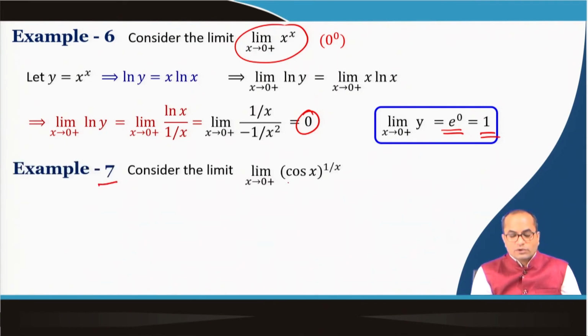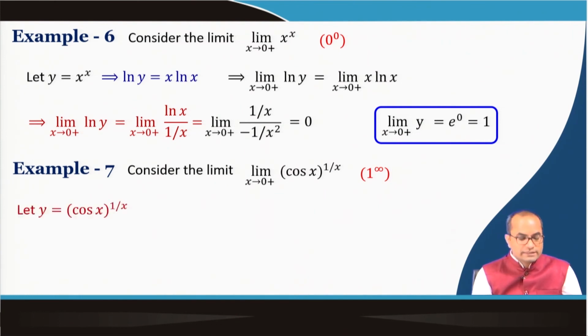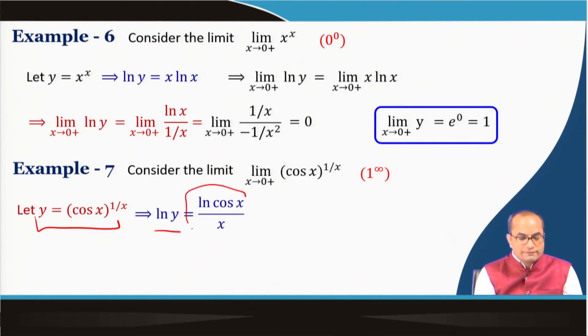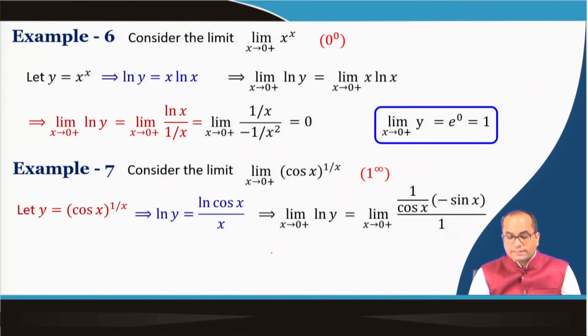Another example, we consider cos x power 1 over x where x goes to 0. So when x goes to 0, this cos x will go to 1 and 1 over x will go to infinity. So we have the situation here 1 power infinity type indeterminate form, but we will be handling it by taking the logarithm. So we have y is equal to cos x power 1 over x, we take the logarithm on both sides. So we have ln y, here we have then 1 over x into ln cos x, and we see that when we take the limit x goes to 0, this is ln 1, so this is 0 by 0 form. So we apply the L'Hopital rule.